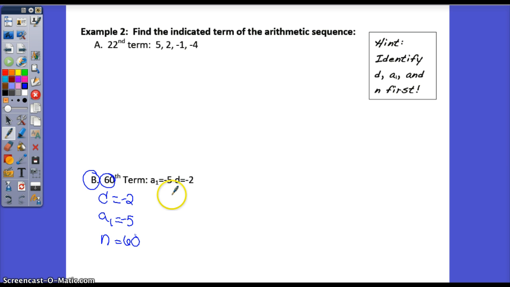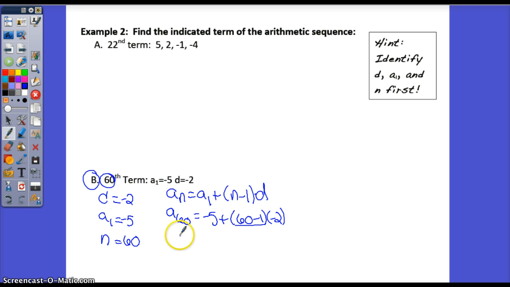So again, we know that our formula is a sub n equals a sub 1 plus, in parentheses, n minus 1 times d. So let's just fill that in now. A sub 60 equals negative 5 plus, in parentheses, 60 minus 1 times our common difference of negative 2. 60 minus 1 is 59. So we have a sub 60 equals negative 5 plus 59 times negative 2.